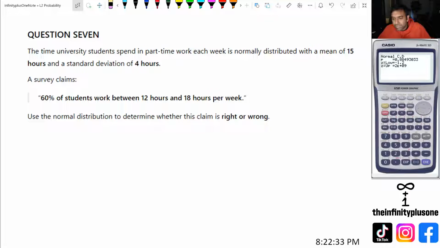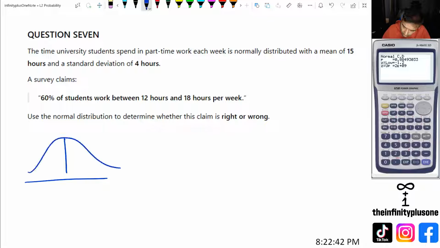All right, so let's have a look at this question here. So we've got question 7, which is, again, going to draw a quick little diagram here. So we've got mean of 15 and standard deviation of 4. And it says 60% of the students work between 12 hours and 18 hours.